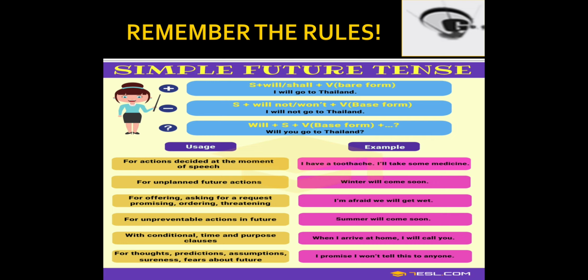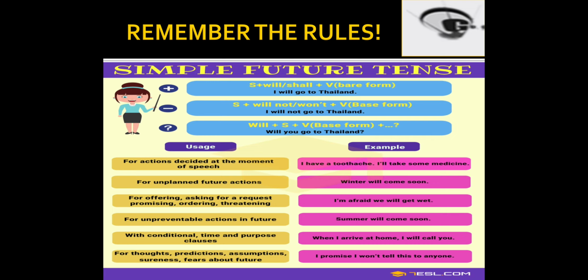Thirdly, it is used for offering, asking for a request, promising, ordering, or threatening. For example, I am afraid we will get wet. Next is used for unpreventable actions in future. For example, summer will come soon.